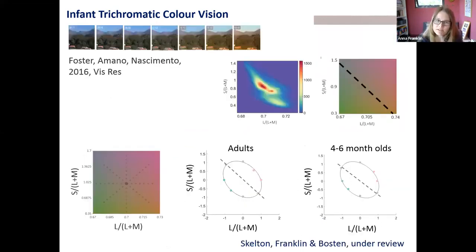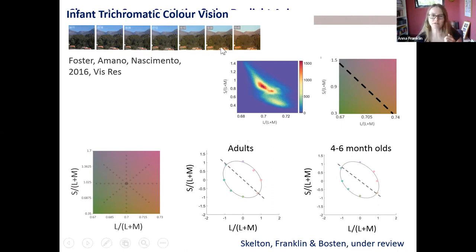So we've measured saturation thresholds in infants in order to investigate whether infant sensitivity to colour relates to the colour of the environment. Now, colour has got all kinds of statistical regularities in illumination and in natural scenes. So here, for example, if you look at these images, it's the same image taken at various times of the day. And you can see that the illumination changes from a bluish to a yellowish light as the day unfolds.